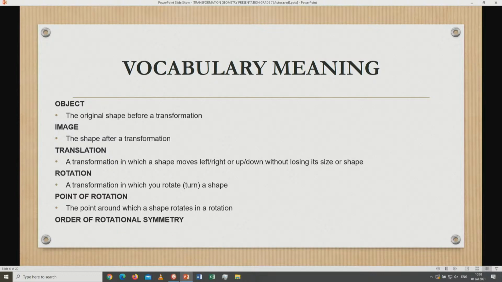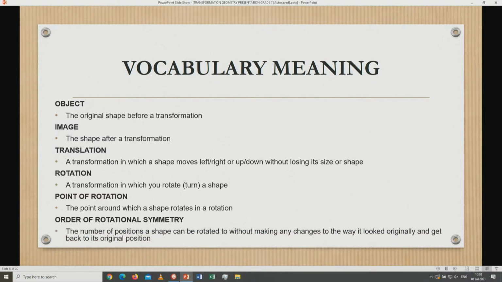Then, order of rotational symmetry. This is the number of positions a shape can be rotated to without making any changes to the way it looked originally, and get back to its original position. As you have seen, I will use the example of the arms of the clock as it rotates clockwise 360 degrees. So we're talking about the order of rotational symmetry: the number of times the shape will be rotated without any changes to the way it looked originally.